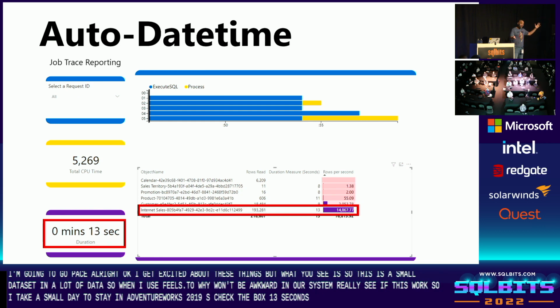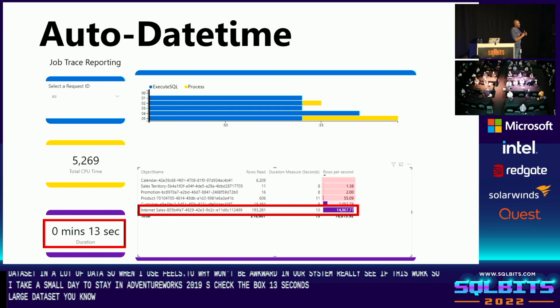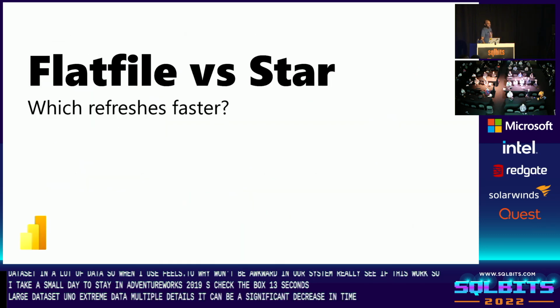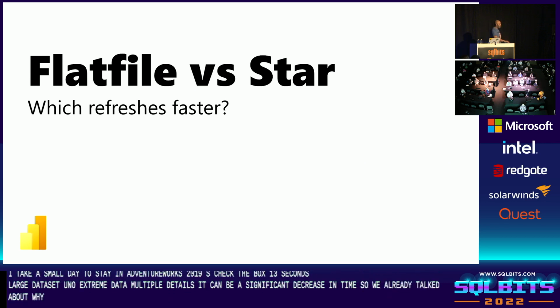Imagine a rather large data set, with extreme dates and multiple of these tables. It could be a significant decrease in time. So we already talked about why. I showed you that already. Moving ahead in my slides.